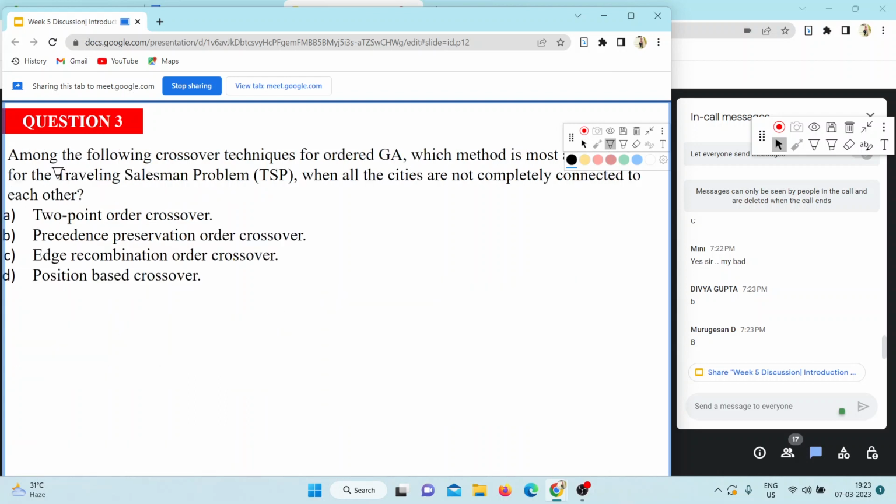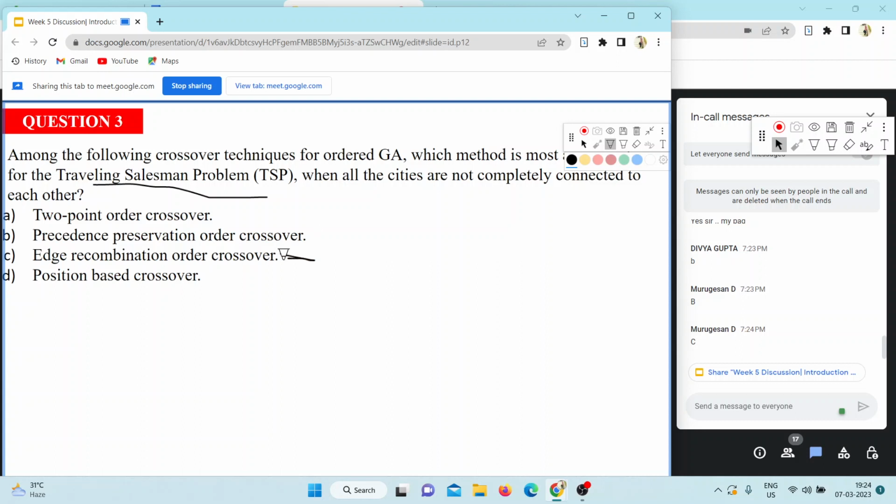Right? So let's move on to the third question. Among the following crossover techniques for GA, which method is most useful for the traveling salesman problem? A is two point order crossover, B is precedence preservation order crossover, C is edge recombination crossover, and D is position based crossover. So anyone with this one? Any guesses for this question?